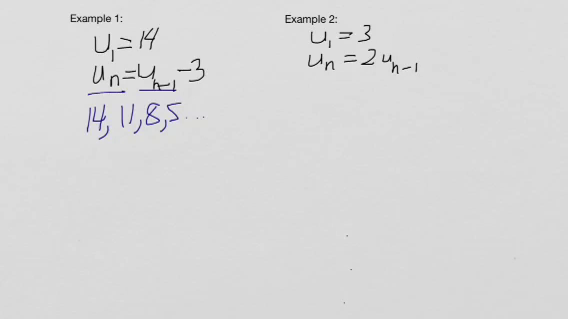In my second example, I have U sub 1 equals 3, U sub n equals 2 times U sub n minus 1. So in this case, again, I start off with my starting number, 3. But to find my next number, I take my previous number and I multiply it times 2. So 3 times 2 is 6. 6 times 2 is 12. 12 times 2 is 24. And we can go on from there.